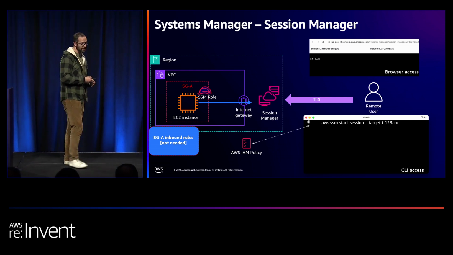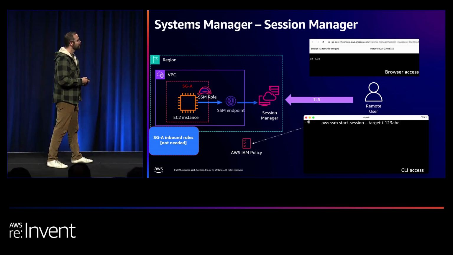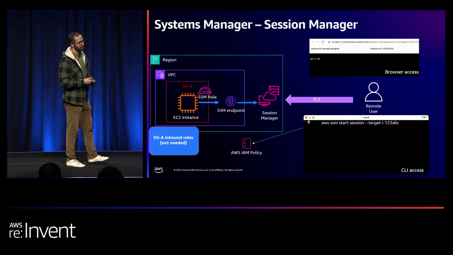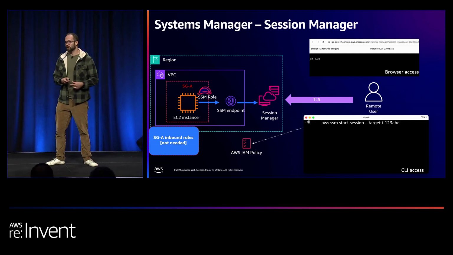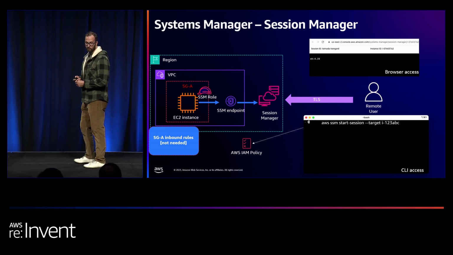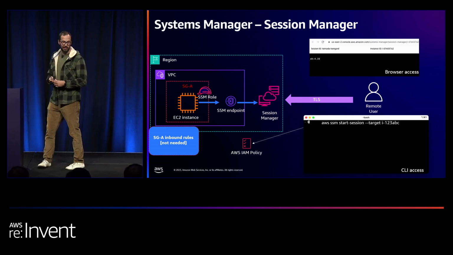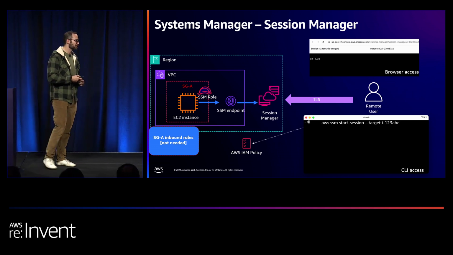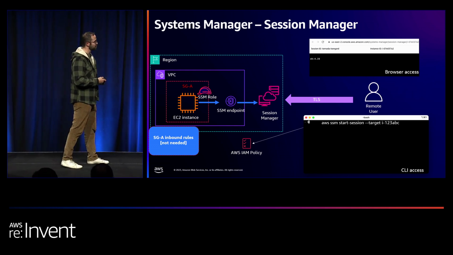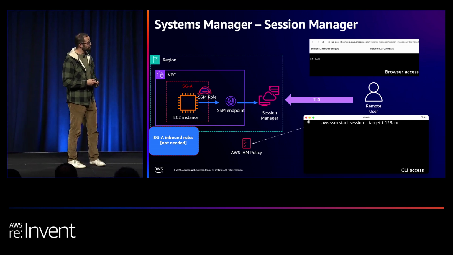Now, if we don't want to have an internet gateway, we can also use endpoints in this scenario. This time, we would use a Systems Manager endpoint to allow the EC2 instance to talk to the Session Manager service completely privately, without having to use an internet gateway, without having to use a public IP address. But everything else still stays the same.